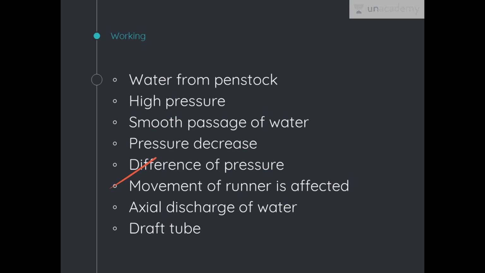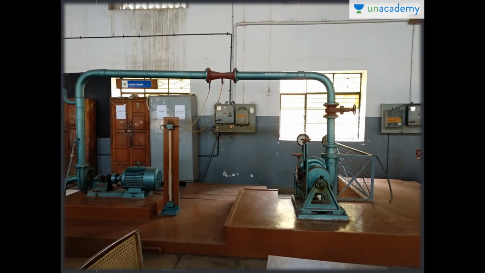The movement of the runner is affected by both pressure and kinetic energy of water. After doing the work, the water is discharged into the tail race, axially from the center of the turbine through a draft tube. So this is the Francis turbine without the usage of an electric rotor.